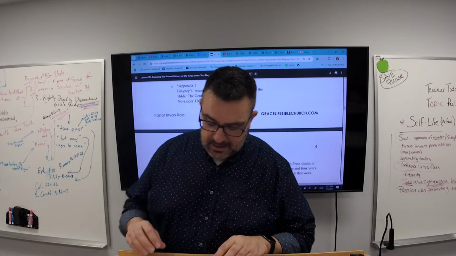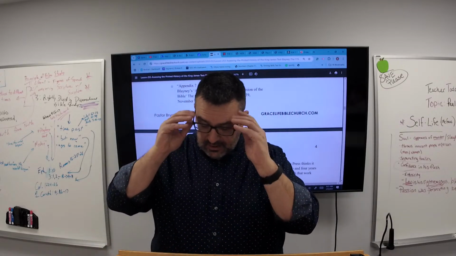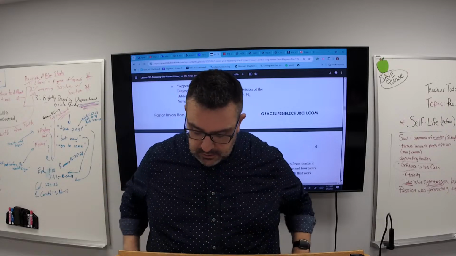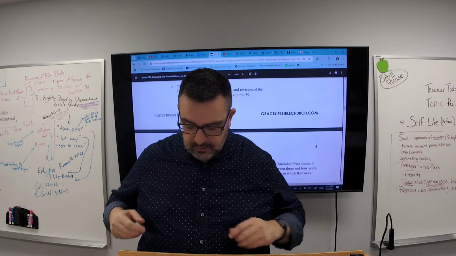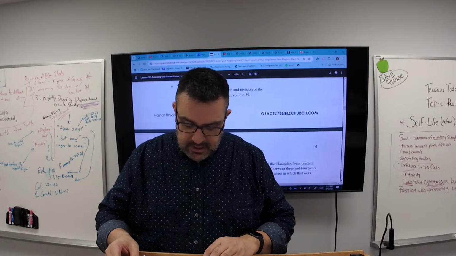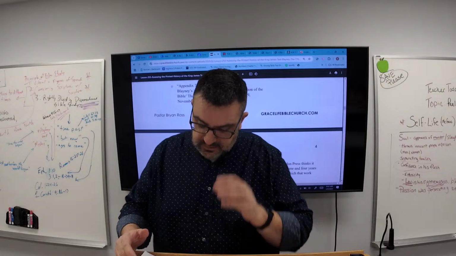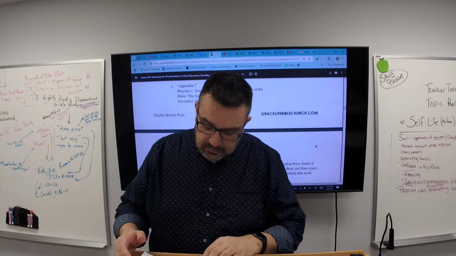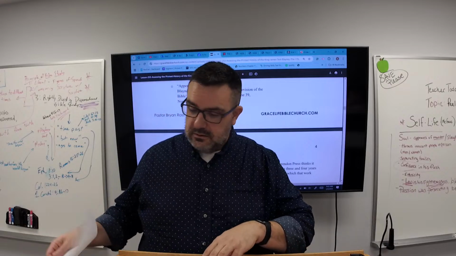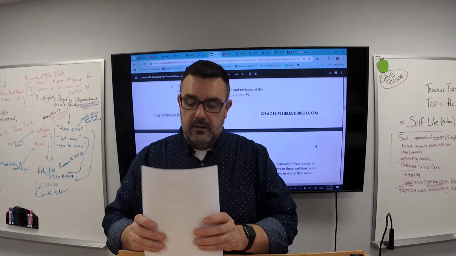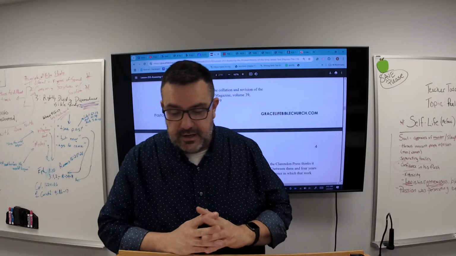Okay? So bottom of page 3, again, this is Appendix 7 from Norton's book, Blayney's account of the collation and revision of the Bible, Gentleman's Magazine, Volume 39, November 1769, and the page numbers run in the original edition from 517 to 519, okay? Top of page 4. This is what the article says.